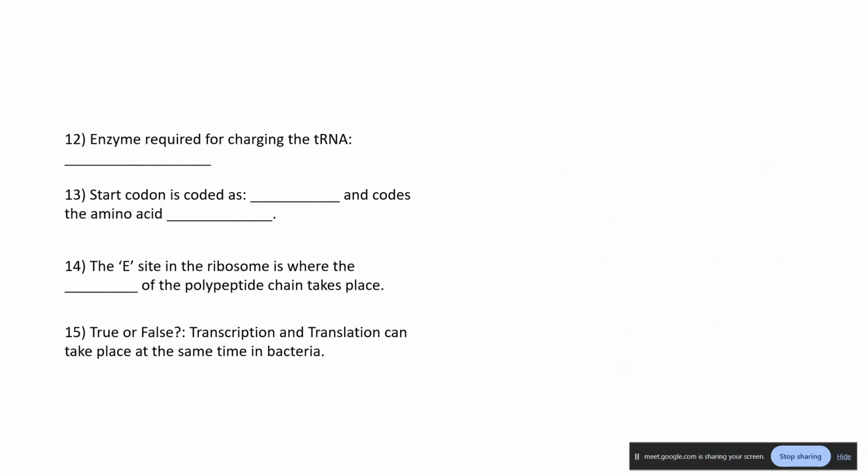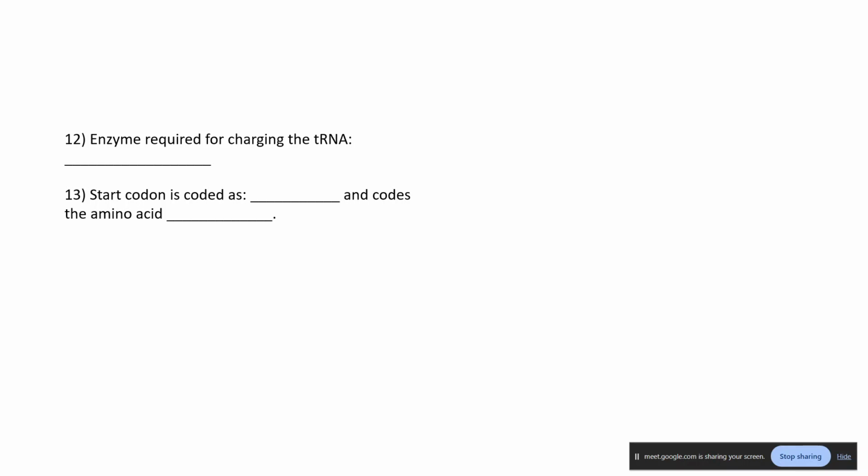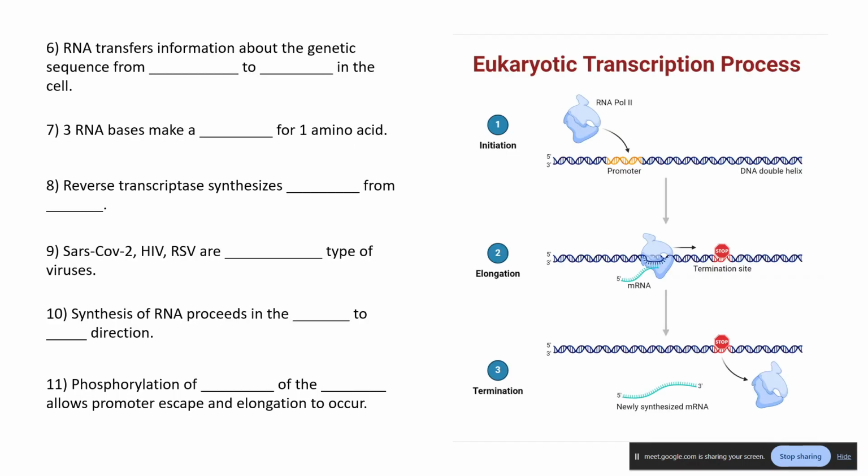Ma'am, can you repeat the answer of the 11th question? Okay, sure. The 11th question is phosphorylation of the CTD, or the carboxy terminal domain, of the RNA polymerase. This allows promoter escape and elongation to occur during the process of transcription.